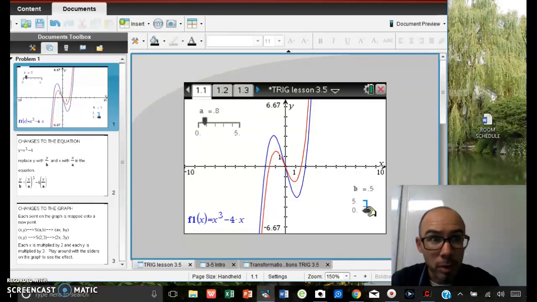Hopefully that's enough for you to get through your problems. It should be up on the board, and then if you want to, you can read through the lesson again to fill in some of the cracks there.